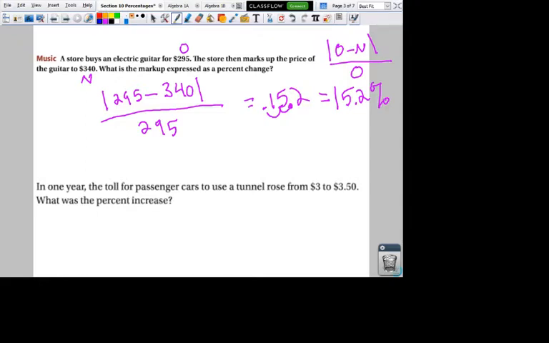Alright, we're going to do one more before you guys try a couple. So in 1 year, the toll for passenger cars to use a tunnel rose from $3 to $3.50. What is the percent increase? You guys know what a toll is?